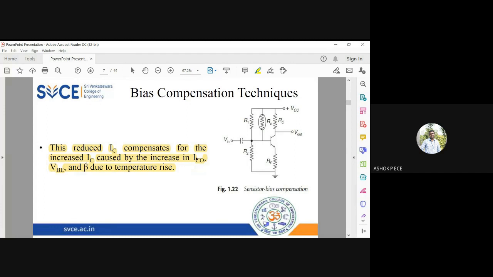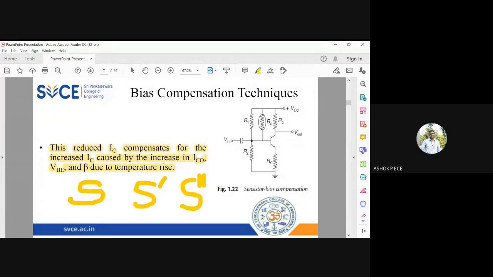For these three parameters, I told you they are very, very important parameters because these three will depend on temperature. Accordingly, you can understand these three parameters only. We have designed the stability factors S, S dash, and S double dash. So these three parameters play a very, very crucial role in deciding the performance of your BJT.